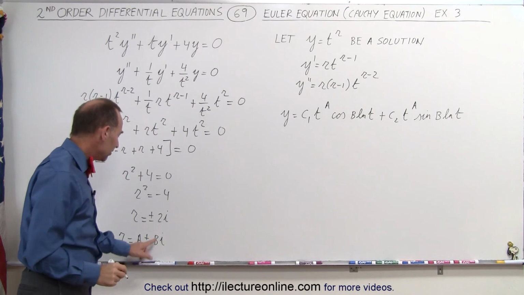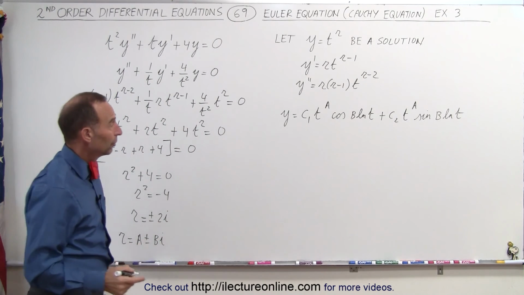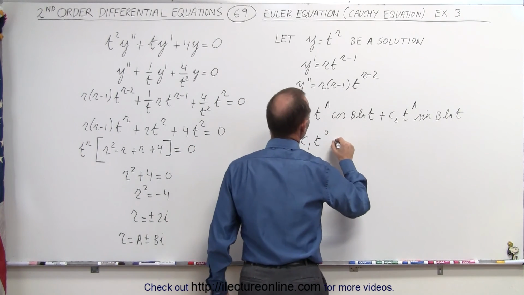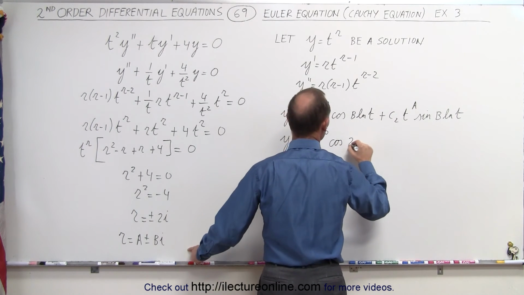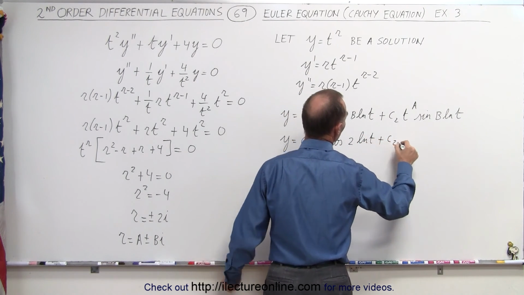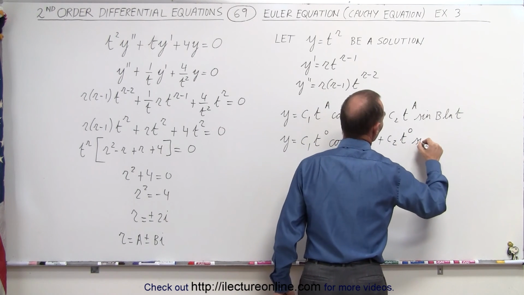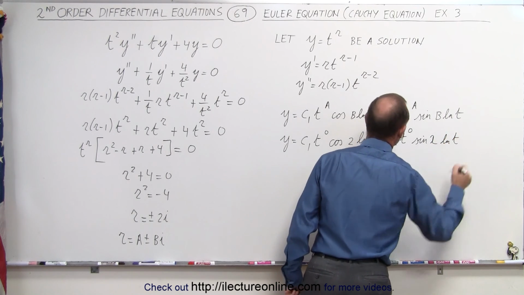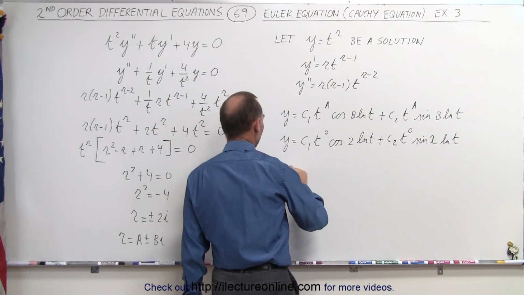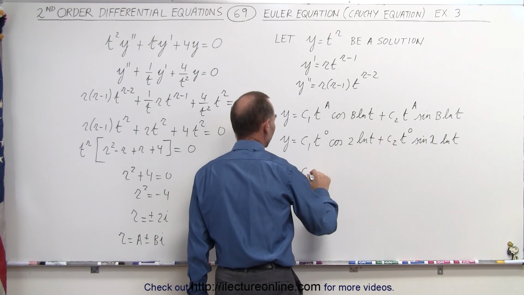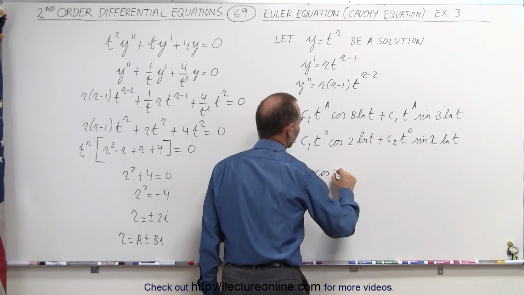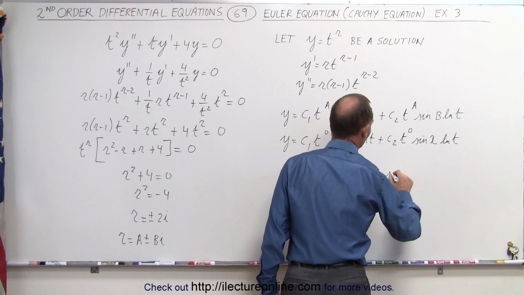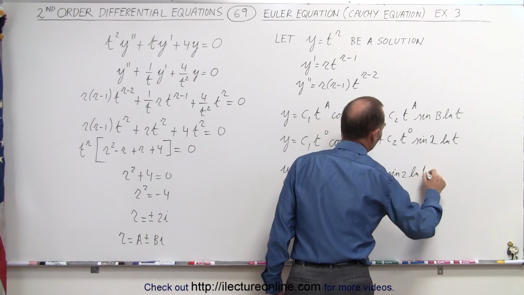Now notice in our case, b is equal to 2, a is equal to 0. So in our case, we end up with y is equal to c1 t to the 0 power times the cosine of 2 times the natural log of t, plus c2 t to the 0 power times the sine of 2 times the natural log of t. And of course, t to the 0 power is equal to 1. So the final solution in this case will be y equals c1 times the cosine of 2 times the natural log of t plus c2 times the sine of 2 times the natural log of t.